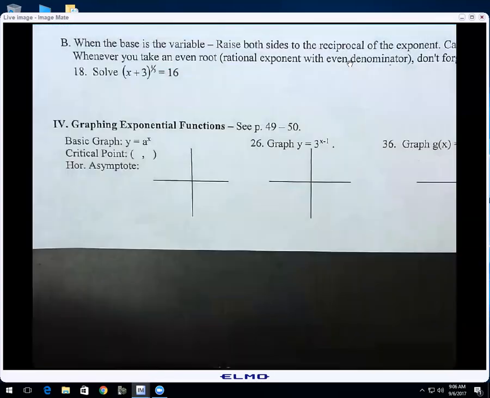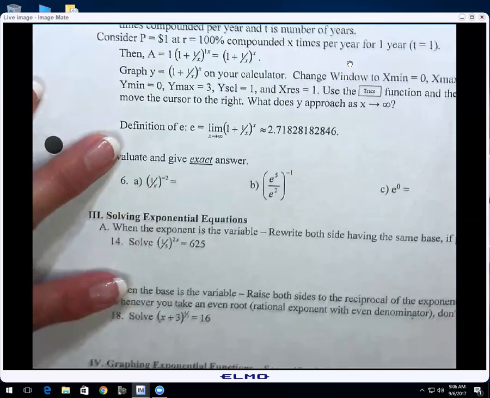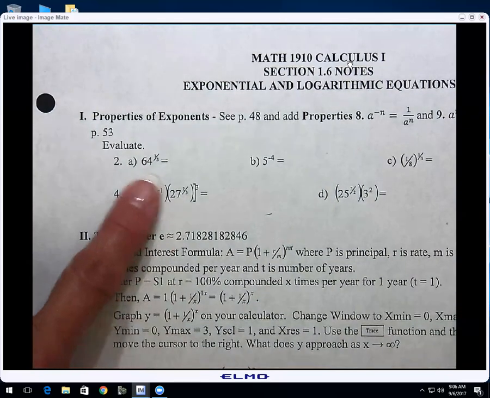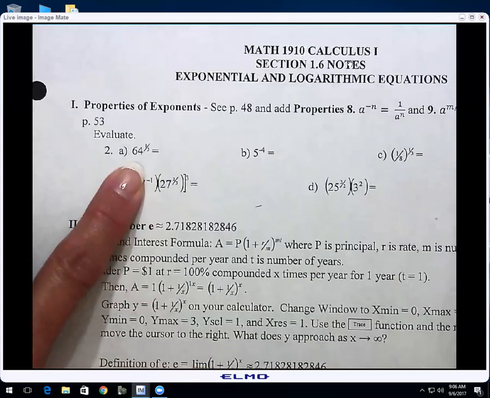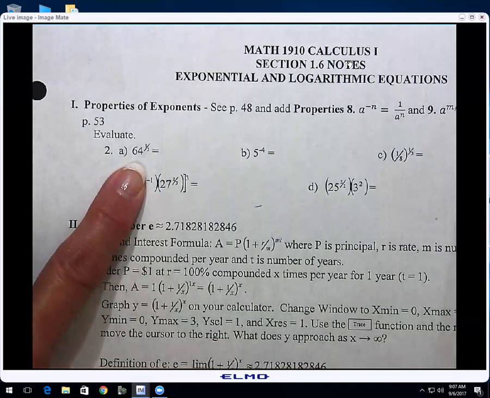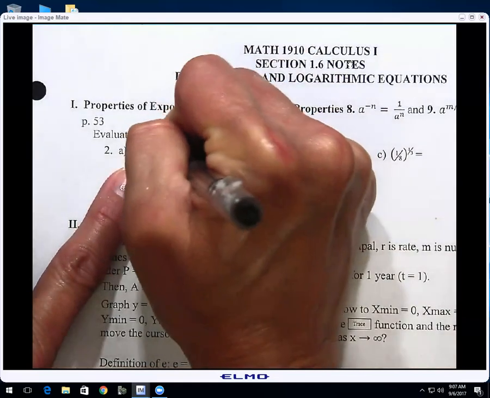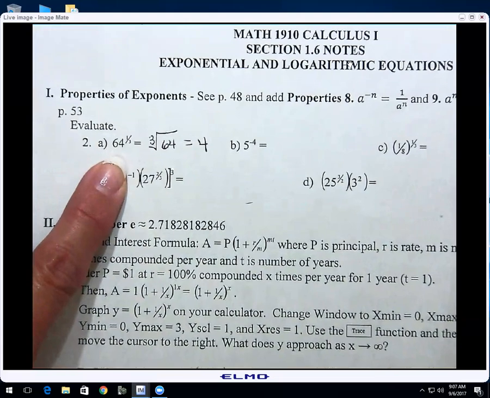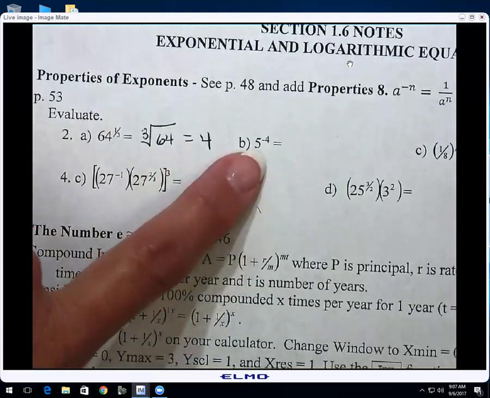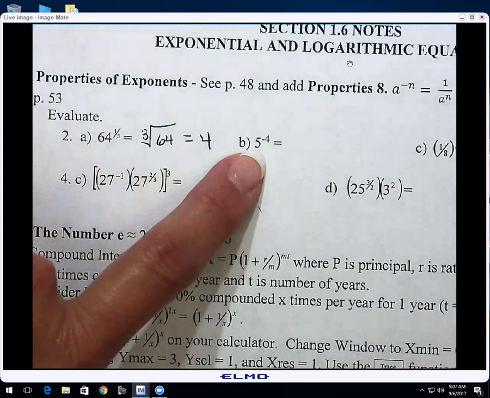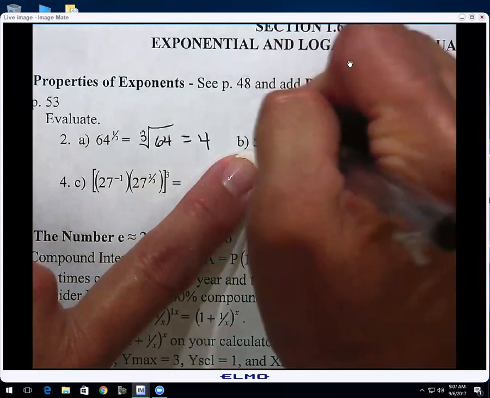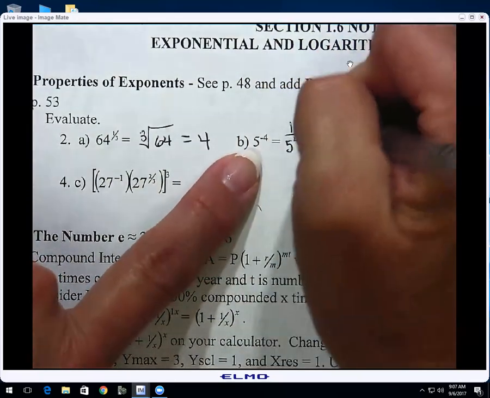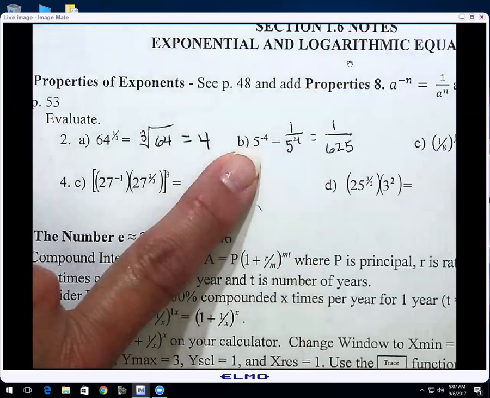So let's do just a few problems using those exponent rules. Make sure you're comfortable with those, and then we'll talk about exponential functions. What about 64 to the 1/3? What does that mean if you wrote it as a radical? That's the cube root of 64. And the cube root of 64 is 4. How could you write 5 to the negative 4 with a positive exponent? 1 over 5 to the positive 4, and that's 1 over 625.